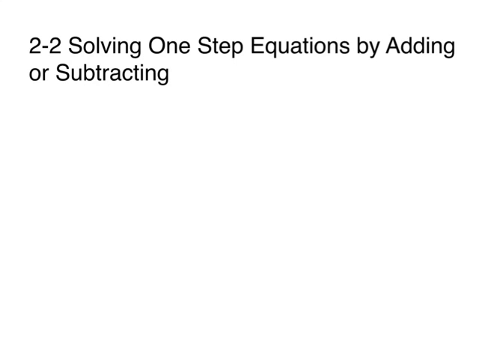This lesson is on 2-2, solving one-step equations by adding or subtracting. When given an equation, for example, x plus 5 equals 7. If we want to solve this equation for x, we'll have to undo the addition of this 5 right here. In order to do that, because it's x plus 5, we'll subtract 5 on both sides.